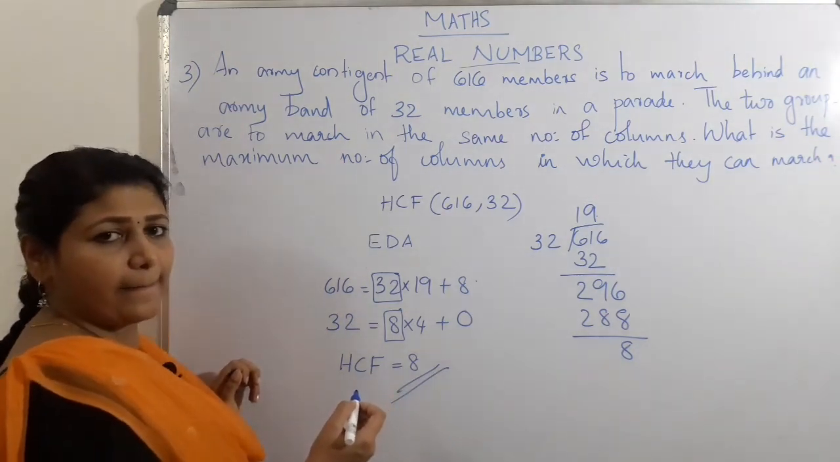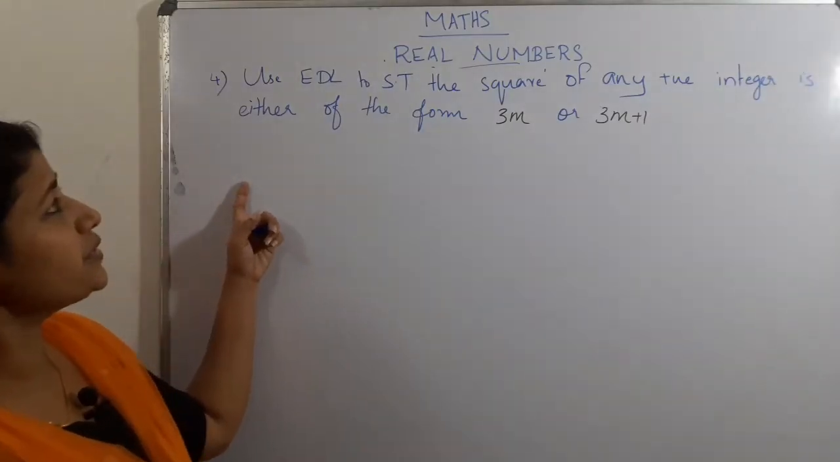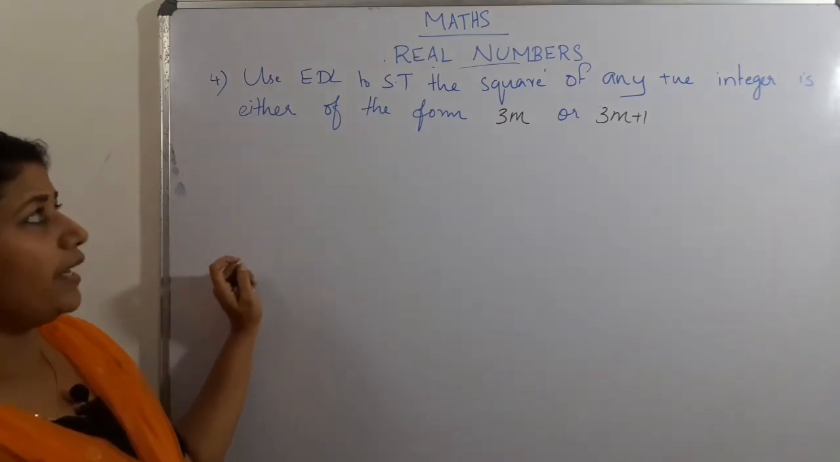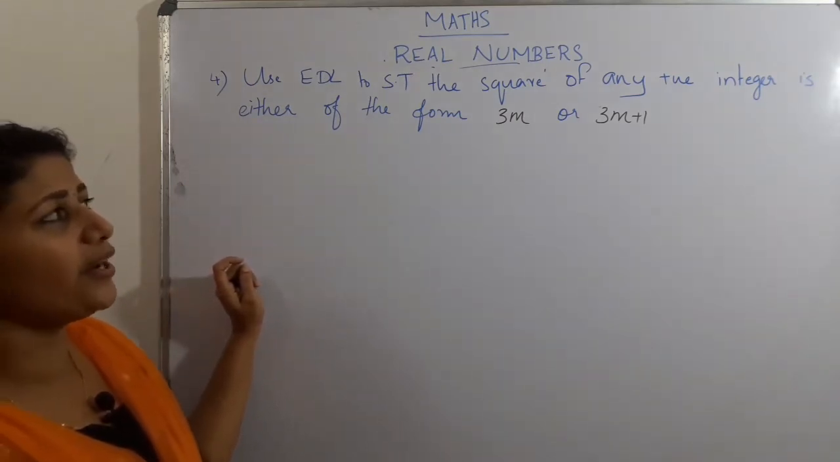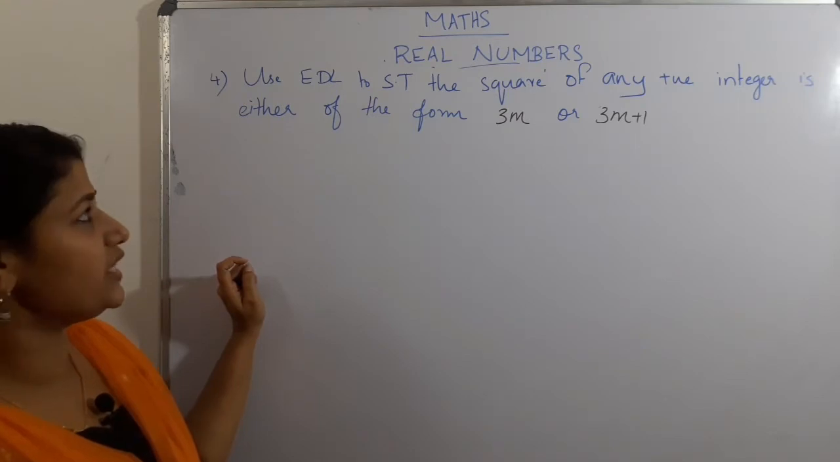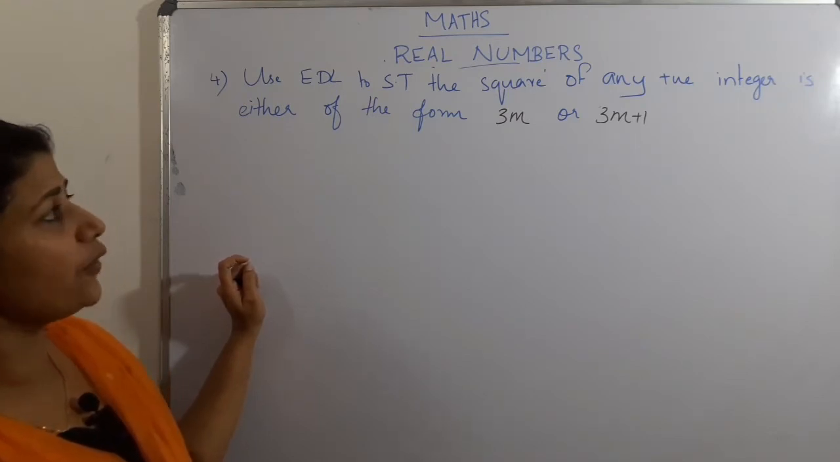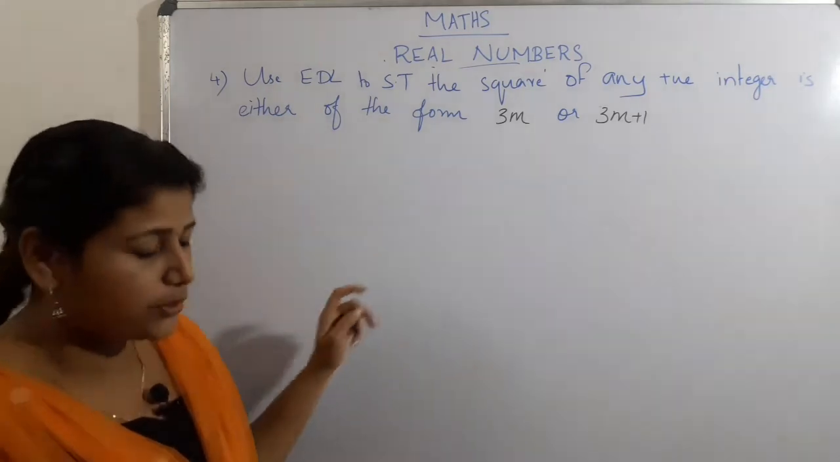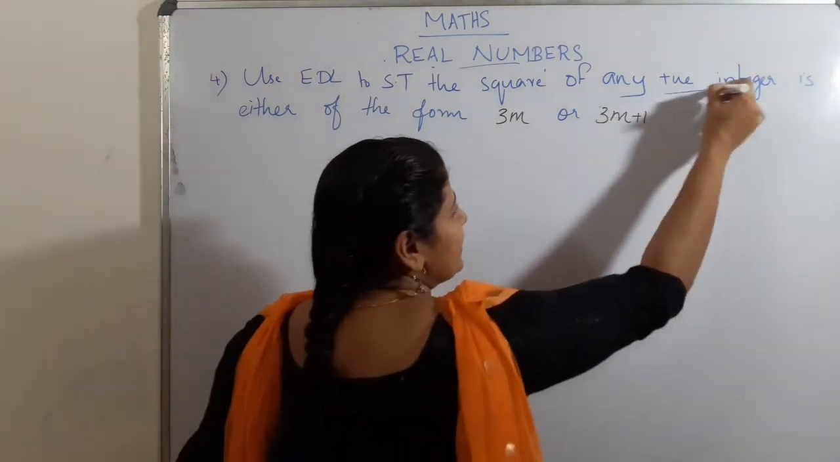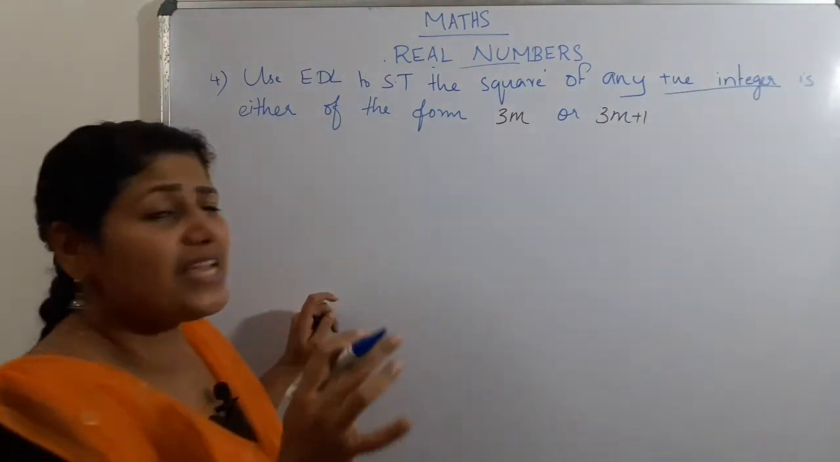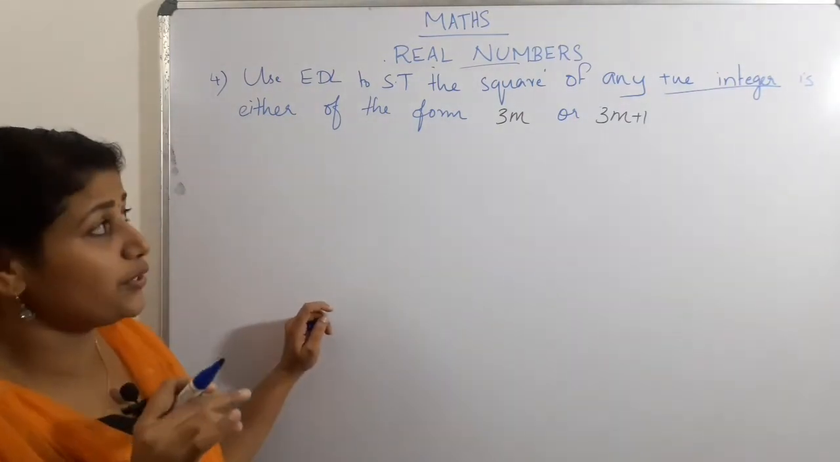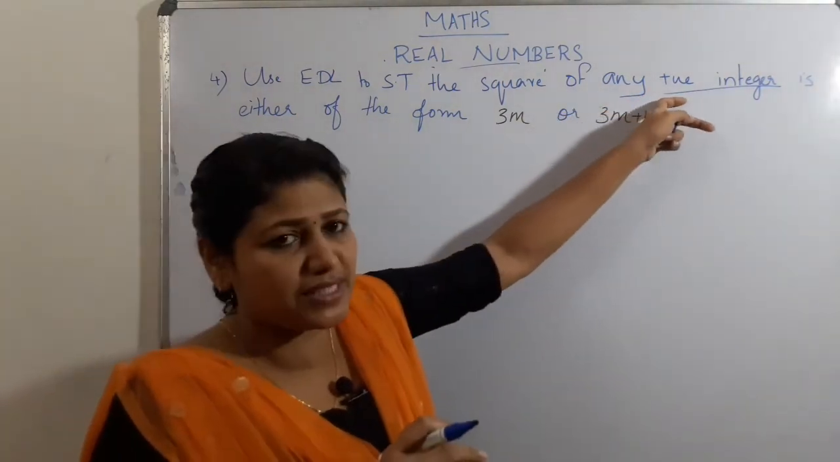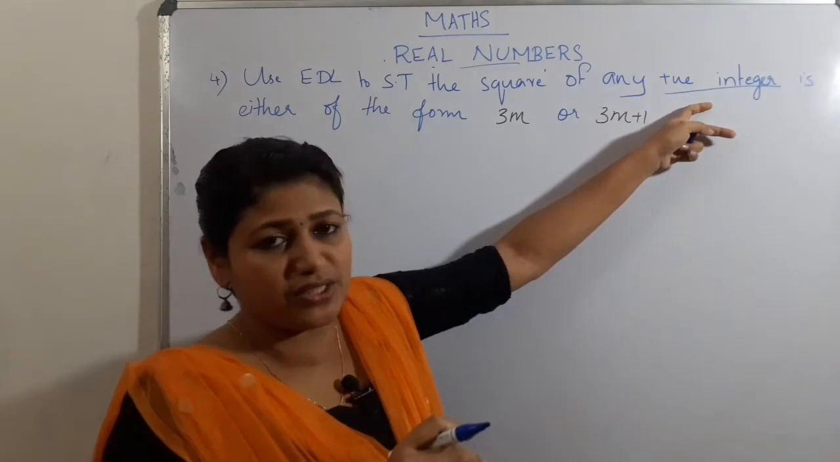Got it? Fourth question. Use Euclid's division lemma to show that the square of any positive integer is either of the form 3m or 3m plus 1. So here it is just a positive integer, not any even or odd integer. So we just want to use this positive integer.